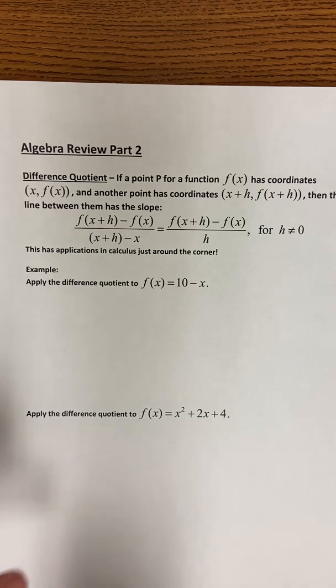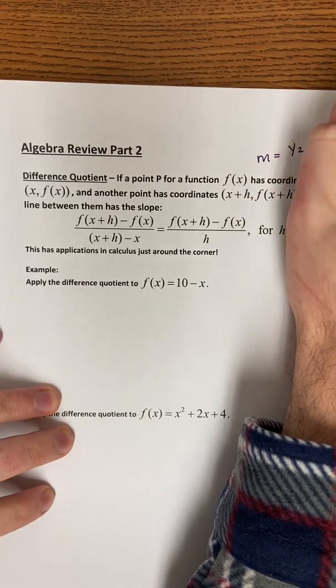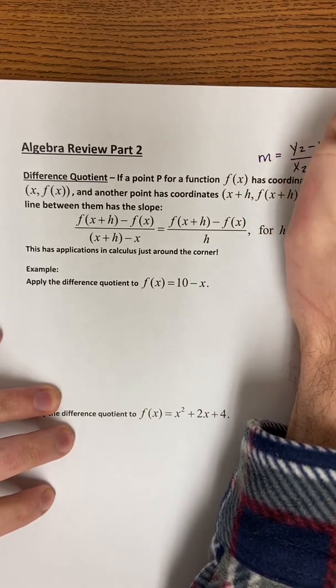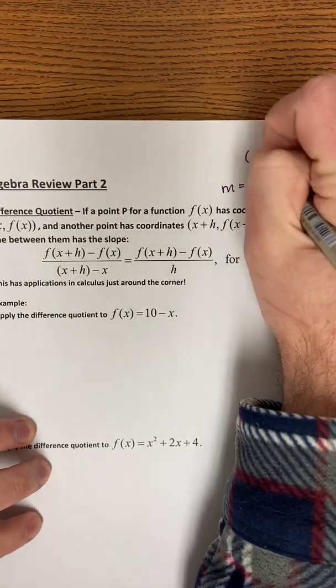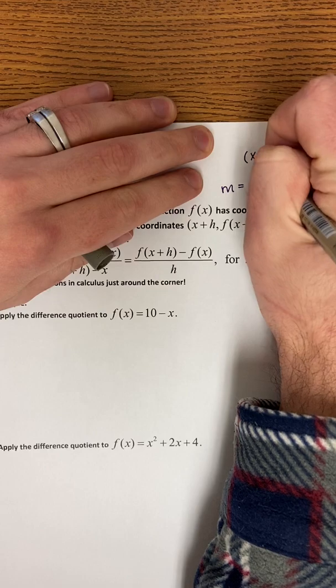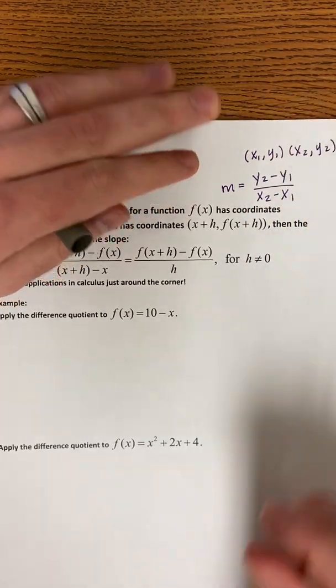As a little sidebar, remember that the formula for slope is y2 minus y1 over x2 minus x1, because you call the coordinate points in particular x1, y1, and x2, y2.